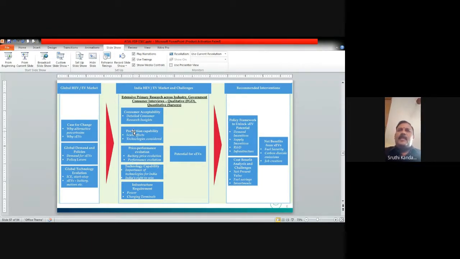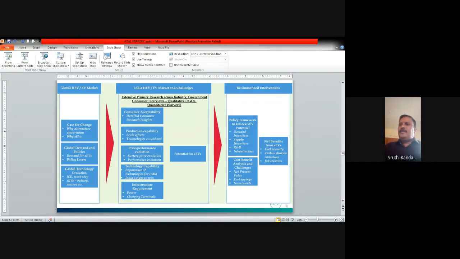So next we have the potential for hybrid electric vehicles. The recommendations and interventions are: the policy framework to unlock XEV potential, demand incentives, supply incentives, R&D, and infrastructure. These are all the ways we are going to concentrate on developing e-vehicles popularly.